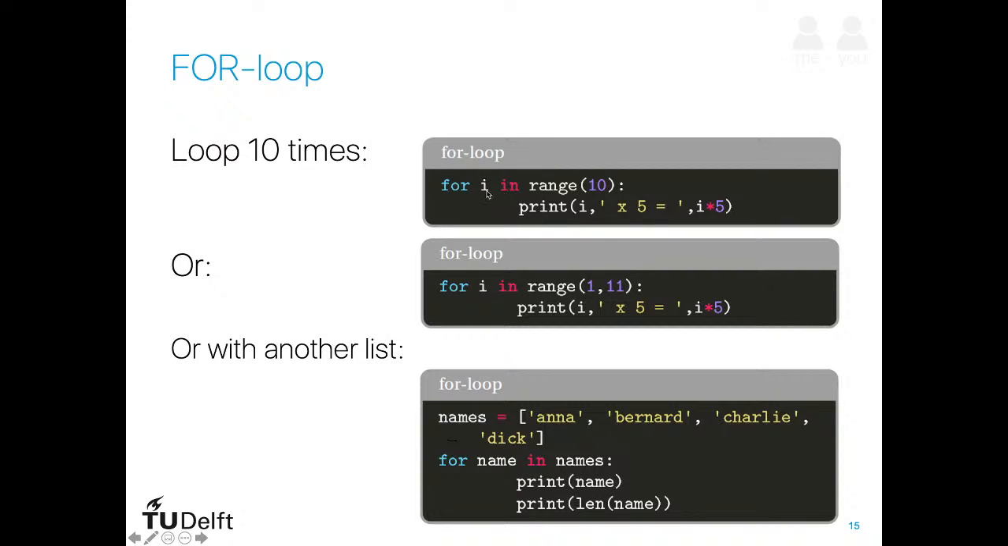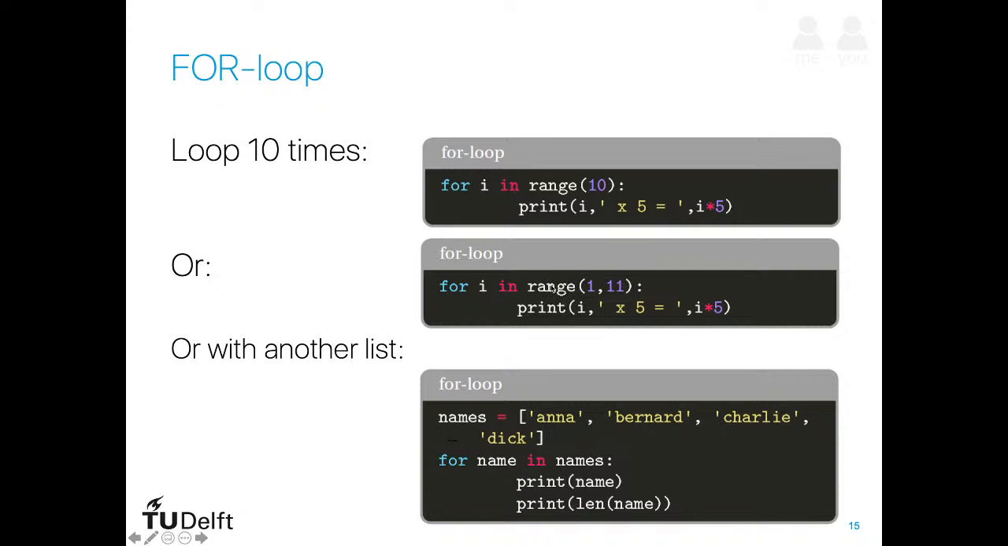So in this case, we know that range 10 gives 10 numbers from 0 to 9. So it means that this statement is executed 10 times. And for each time that it's executed, it gets a different i. So the first time that this is run, it will print 0 times 5 equals, and then it evaluates 0 times 5, which equals 0. So it will print 0 times 5 equals 0. And then it will enter the loop again, but i is incremented by 1. So it will calculate 1 times 5 equals 5, and so on and so forth.